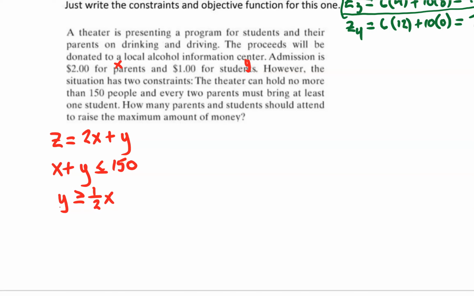That works. But it says they must bring at least 1 student. That means they could bring more. So if we have 2 kids, then this is 2. If you have 2 parents, 1/2 of 2 is 1. 2 is greater than or equal to 1. If you bring 4 kids, then 4 is greater than or equal to 1.